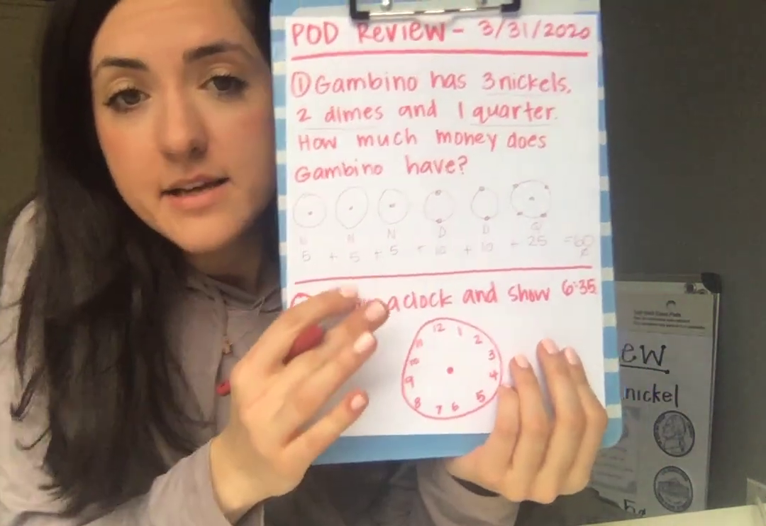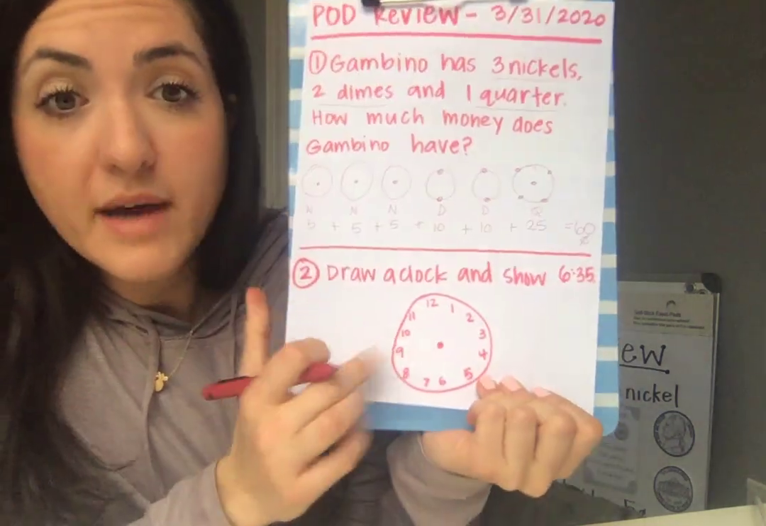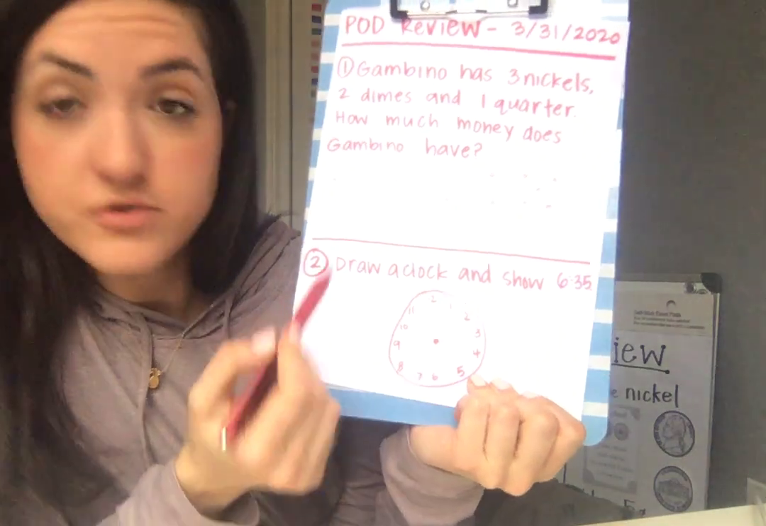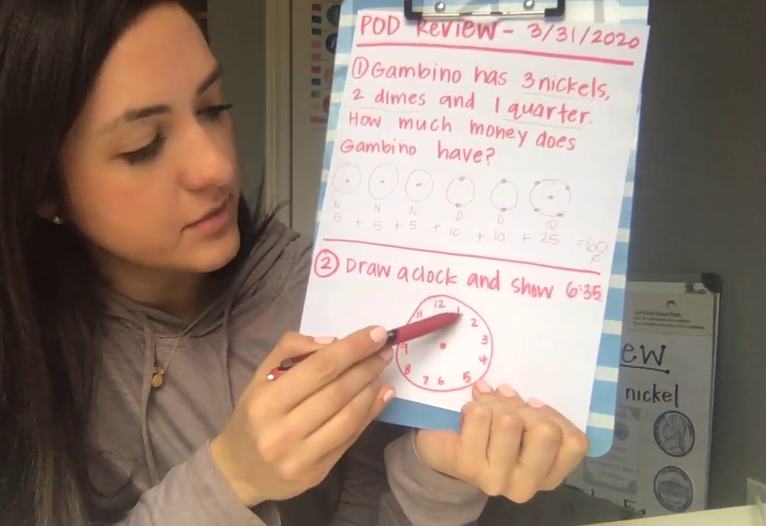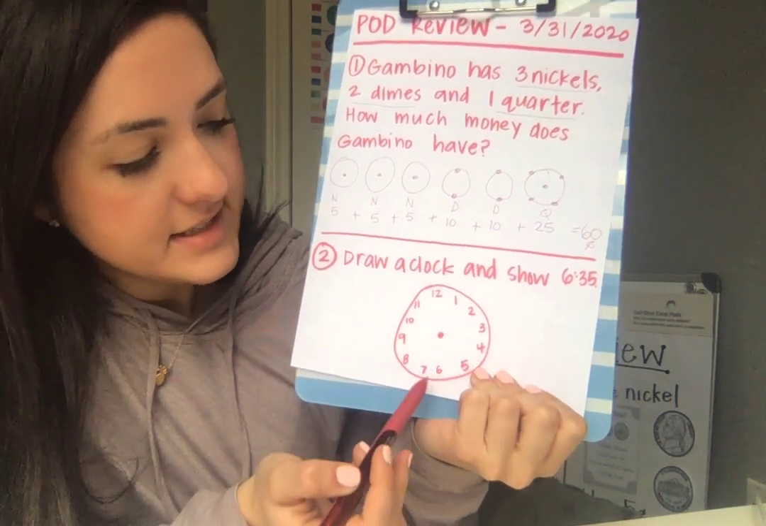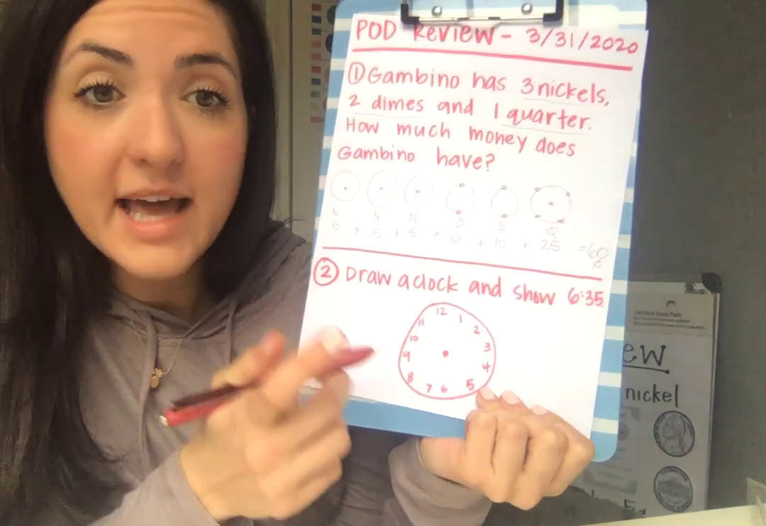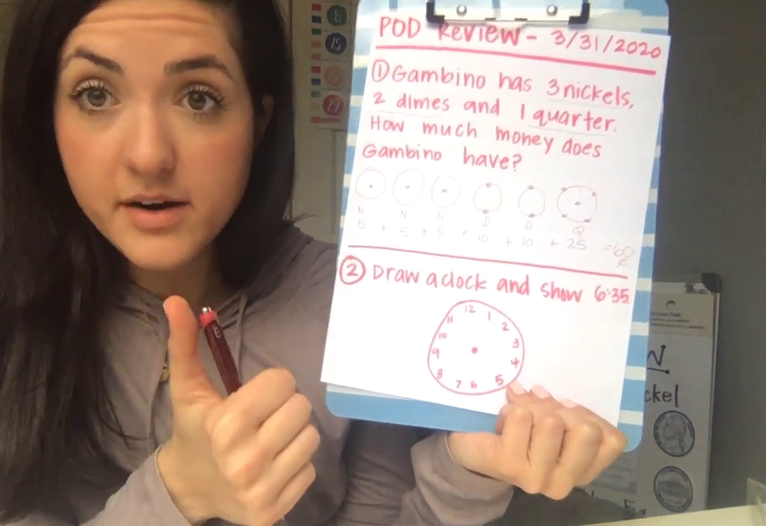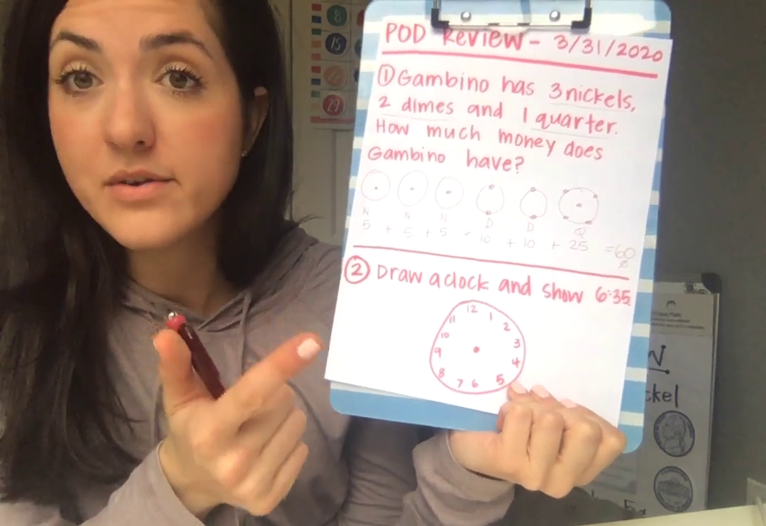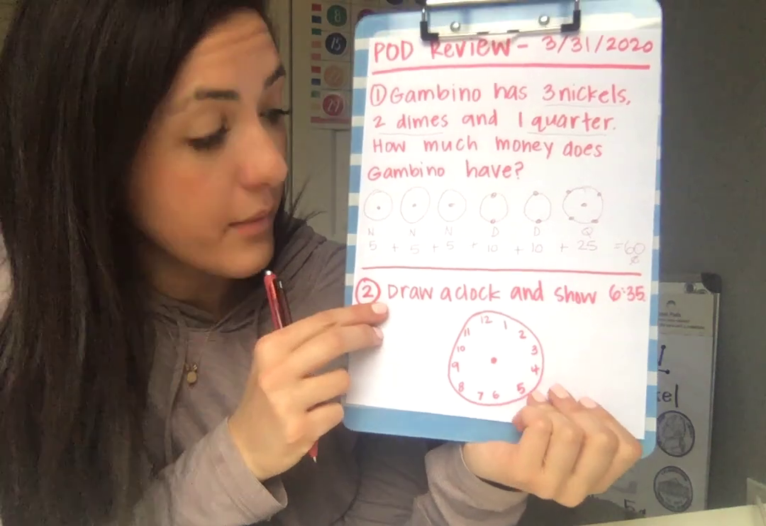The second problem says, draw a clock and show 6:35. I've already drawn my clock. I just drew a circle and wrote the numbers around the clock. I started with 12, and then I went to 1, 2, 3, 4, 5, 6, 7, 8, 9, 10, 11, 12. When I draw time on a clock, I know I have a big hand and a little hand. The big hand, or the longer hand, is for the minutes, and the short hand, or the little hand, is for the hours. I'm going to start by drawing the hours.